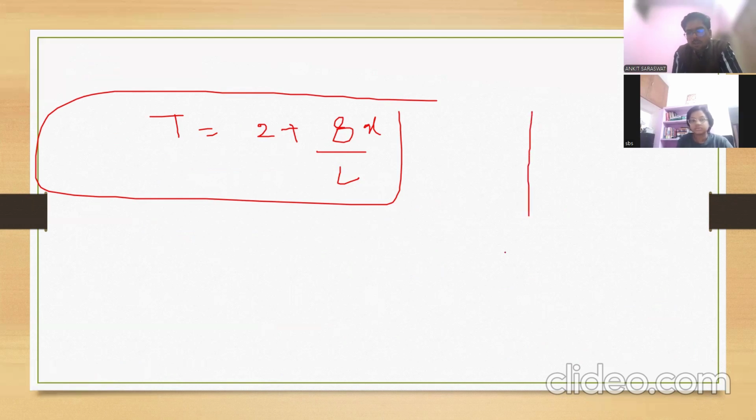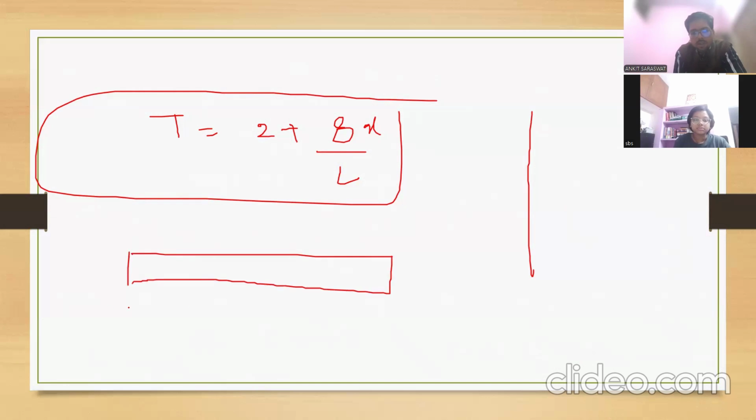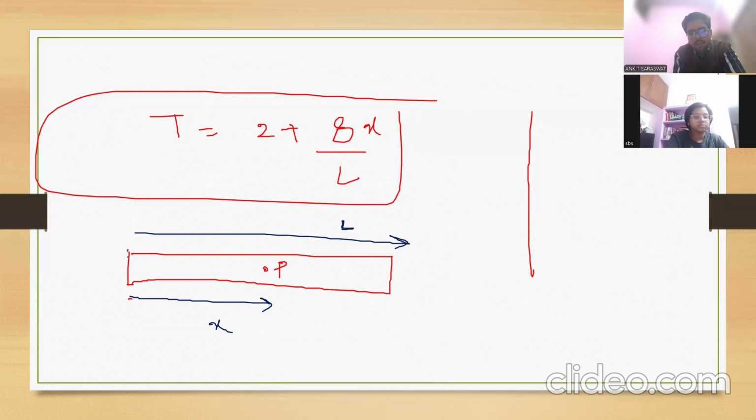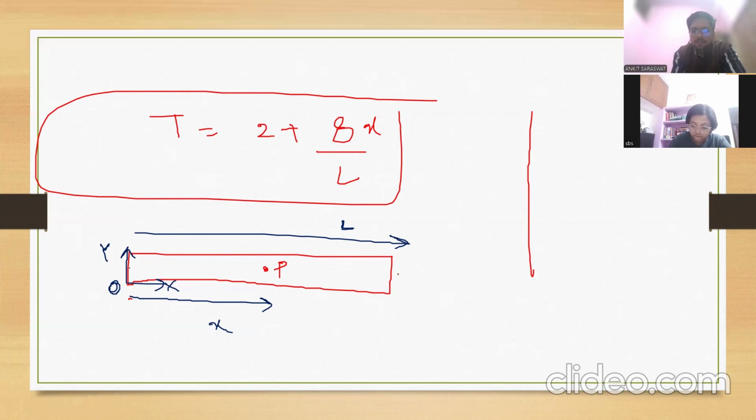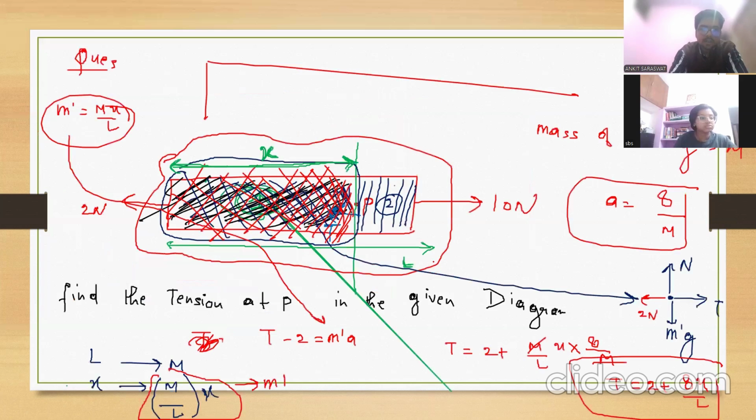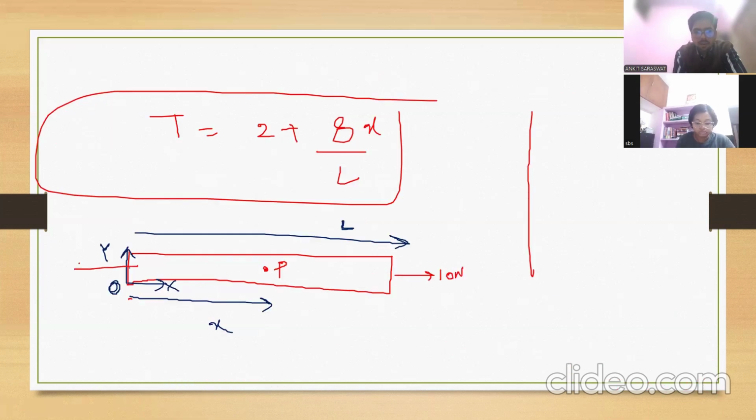If I take this as a rod, and I take the origin here, point P is here. You can take the origin anywhere. And this is L, the total length. You can draw X and Y here. This is the origin, X, Y. You can take anywhere, whatever you want. Plus X, plus Y, minus X, minus Y. Now if I ask, what is the tension at P? You know that. Here the force is 10 Newton, here 2 Newton. Clear?